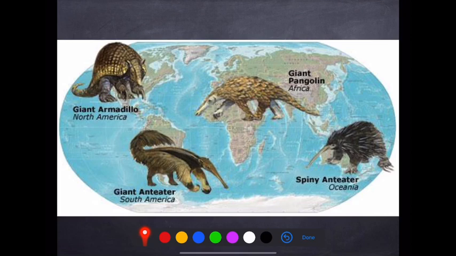Okay, so here's just another example. Spiny anteater, the pangolin, the giant anteater, and the armadillo, all related to one another. You can see the same basic body plan is there. Their outer covering is slightly different, and that will be descent with modification. That's biological evolution that's occurring. So this is another example of biogeography.